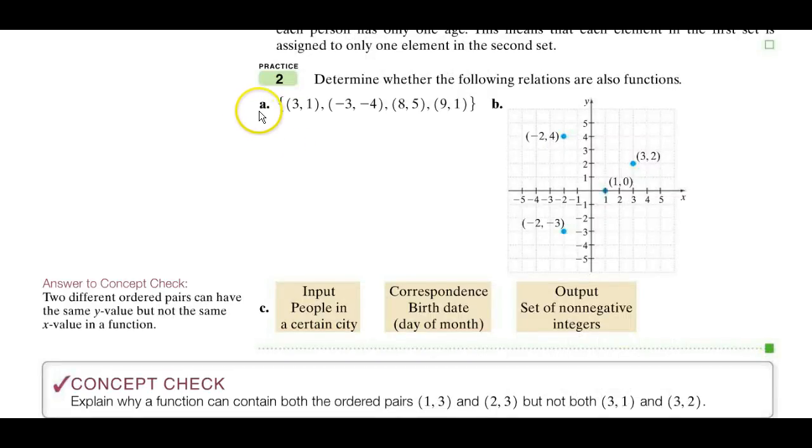And we'll do this one too. So we have a 3, a -3, an 8, and a 9. The x element, the first element, is only used once in each relation. So this is a function. Now here, this is a -2 for the x value. This is a -2 for the x value. So this is not a function.